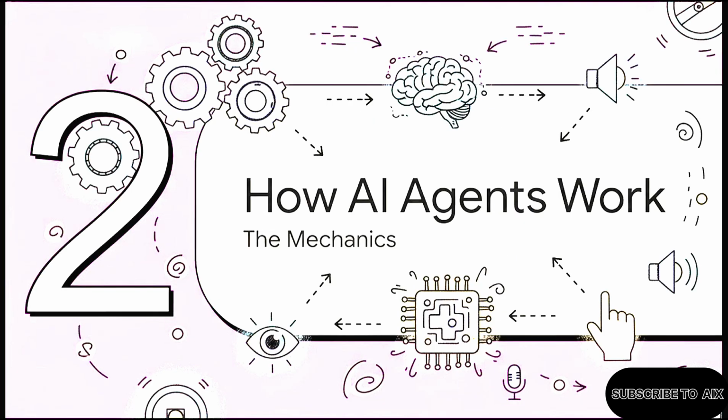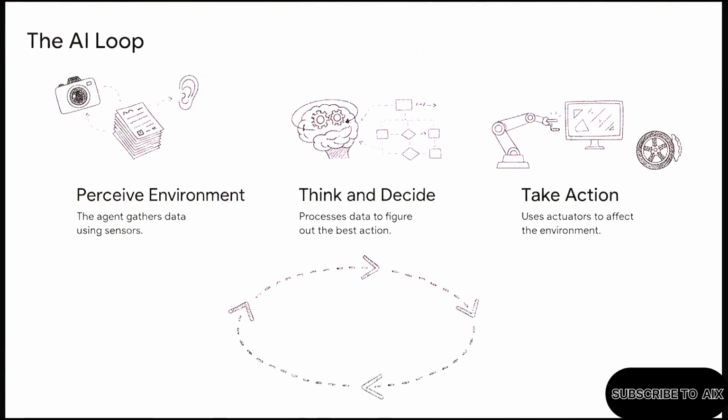Moving right along, section 2, how AI agents work. So the heartbeat of literally every single intelligent agent is this continuous 3-step loop. Step 1, perceive the environment. This means gathering data using sensors, cameras, microphones, or even just massive streams of text. Step 2, think and decide. This is where the agent processes that data, applies its learned models, and figures out the absolute best course of action. And step 3, take action, using actuators or outputs to actually affect the environment. And here's the kicker. Because it's a continuous loop, the second the agent acts, the environment changes, and it immediately starts perceiving that brand new environment all over again.